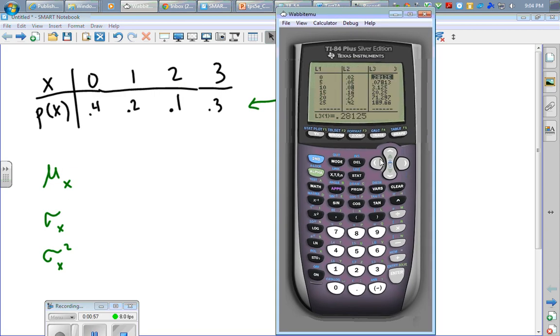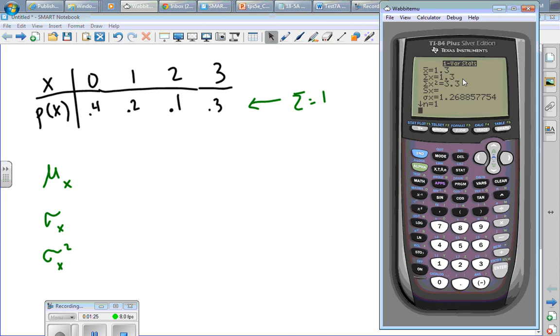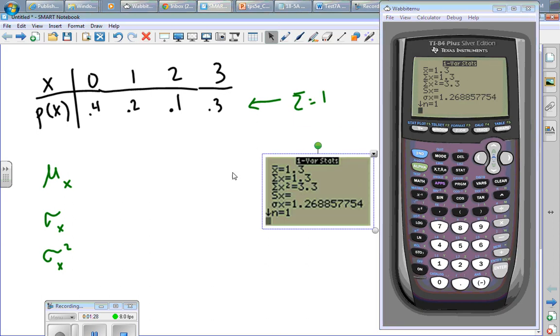So I'm going to put these numbers in L1 and L2. In L1, I would encourage you to do the same, perhaps pausing the video and verifying that you can do this on your own. This is really a one variable statistic, so I can press stat calc 1var stats, where my list is in L1 and my frequency is in L2. And there are going to be my answers. So the mean is 1.3, the standard deviation is 1.268857754, and the variance is the square of that number.